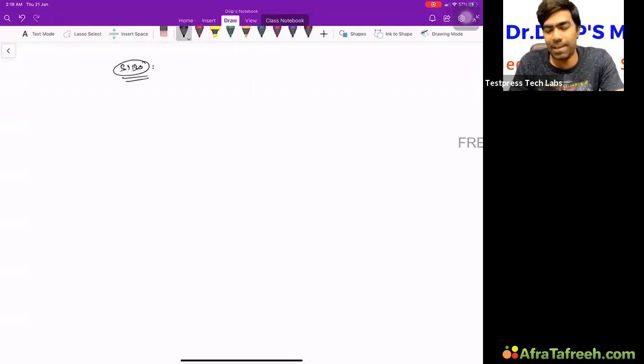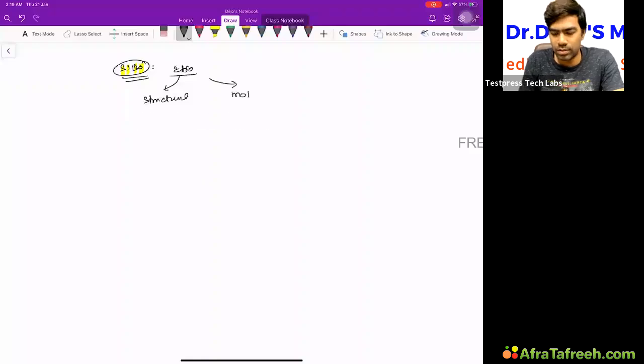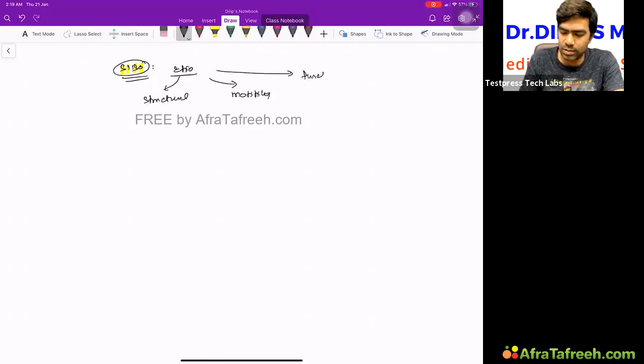One is small intestinal bacterial overgrowth. As the name suggests, this means there is more bacteria in the intestine than it is supposed to be. So there are multiple etiologies. One, it could be structural abnormalities. Second, it could be motility disorders. Third, it could be some functional disorders. So what are the structural disorders?